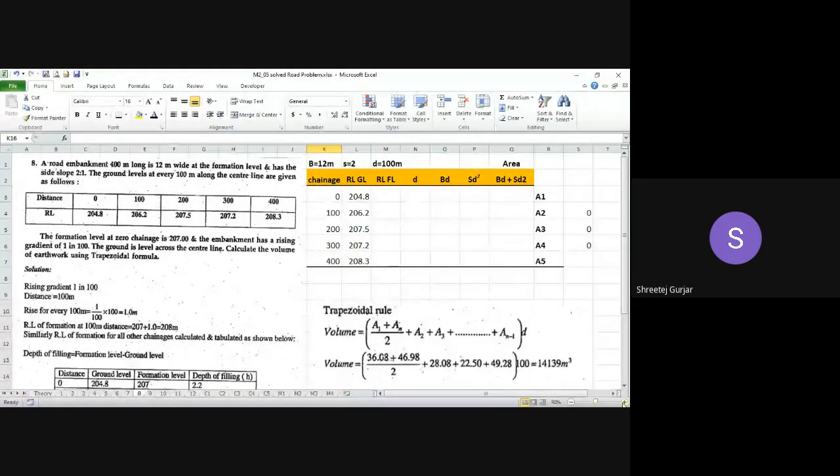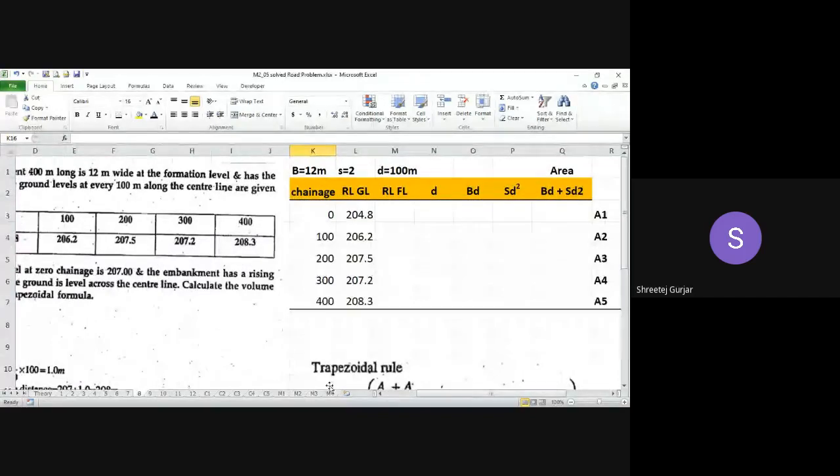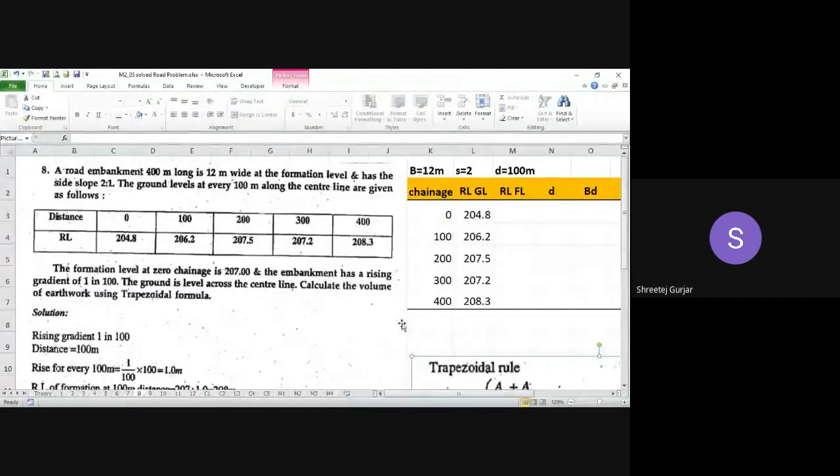So, road embankment, just zoom in. The road embankment is 400 meters long. In the tabular column you can observe it is starting from 0 going up to 400. The top width is 12 meters at the formation level, and it has a side slope of 2:1. Ground levels at every 100 meters along the center line are given.